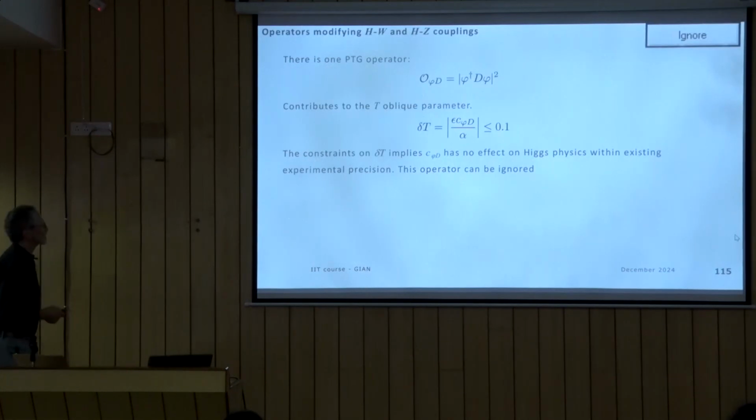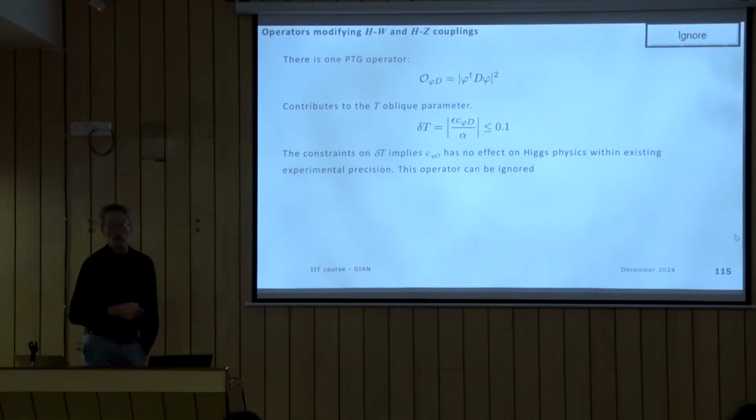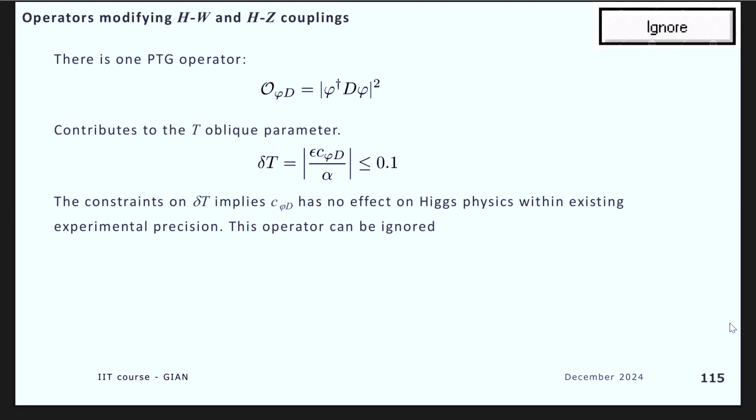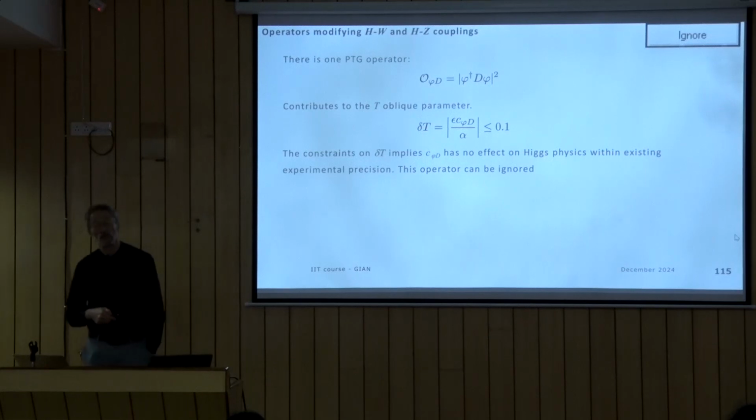Okay, second group. These are operators that modify the couplings of the Higgs to the W and to the Z directly. In fact, there's only one of them that is generated among all the PTG list, and it's only this guy. This guy indeed does modify the coupling of the Higgs to the W and the Z, but it does something else also. It changes the vacuum polarization of the Z, without affecting the vacuum polarization of the W.